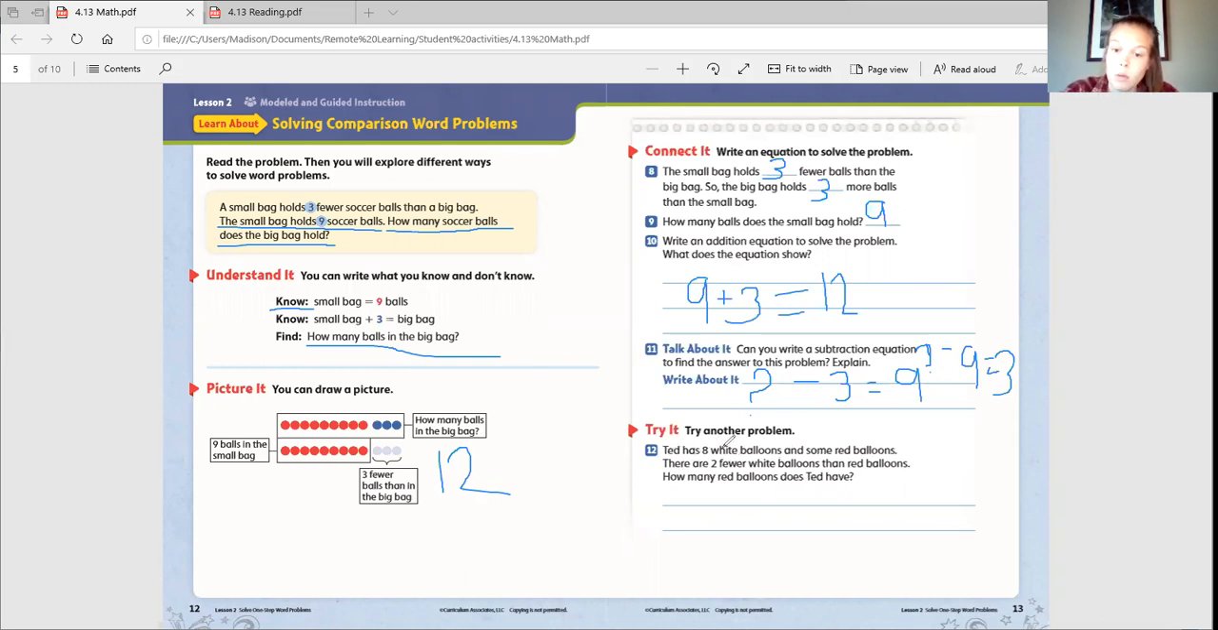Ted has 8 white balloons and some red balloons. There are 2 fewer white balloons than red balloons. How many red balloons does Ted have? So go ahead and solve it, or pause the video so you can try to solve it, to come back and see if your answer is correct. So hit pause.